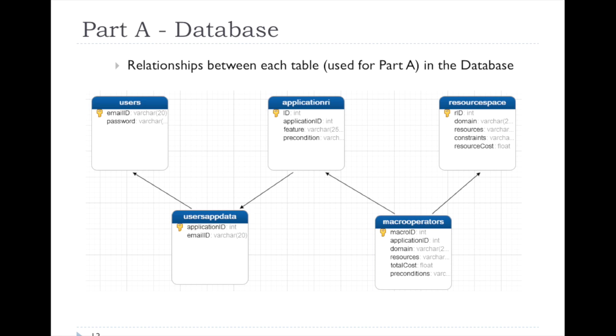While part A of the database is something like this. We have users, which are the different users who log in to our system. We have an application RI, which is ARI. We map this with a unique ID, an application ID, a feature, and precondition. And in the resource space, we have an RID, which is again unique. And we save the domain, which is network, storage, and computation, resources, constraints, and resource cost. Similarly, the other user apps data and macro operators.